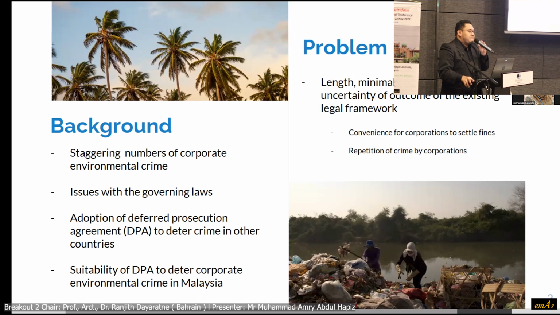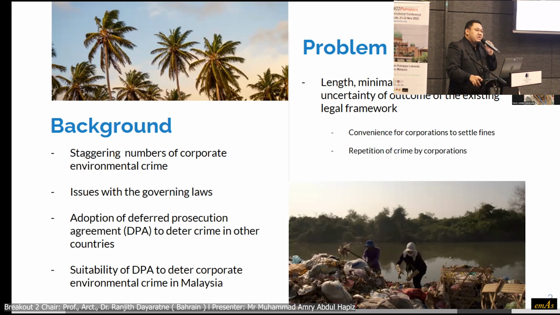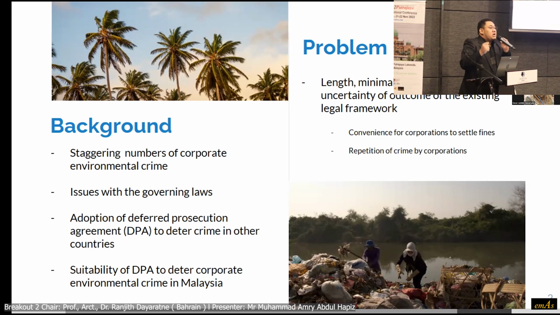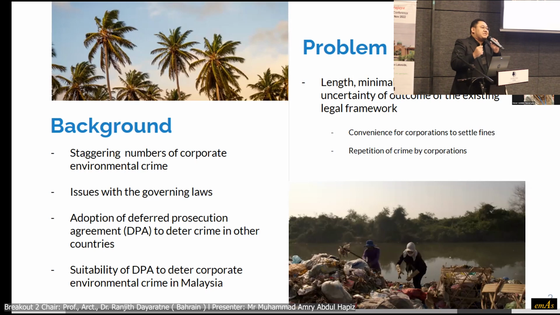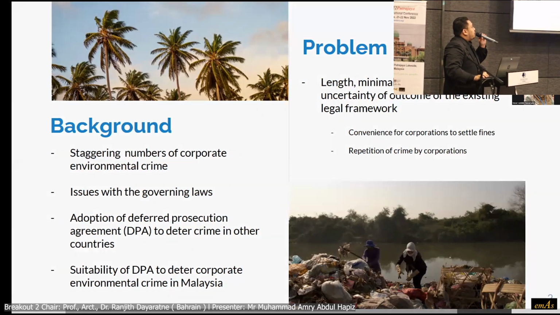of corporate crime. So what we are saying here is that DPA, or Deferred Prosecution Agreement, is a great tool so that corporations who rake in profit of billions and millions every year do not simply settle fines and repeat the crime again. So that will be the problem statement of the study.